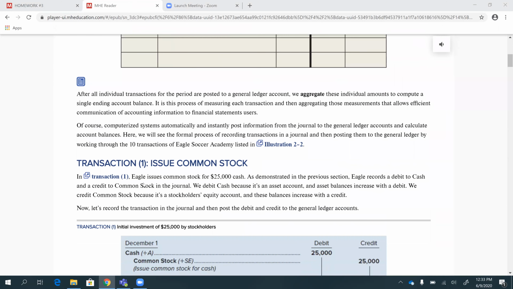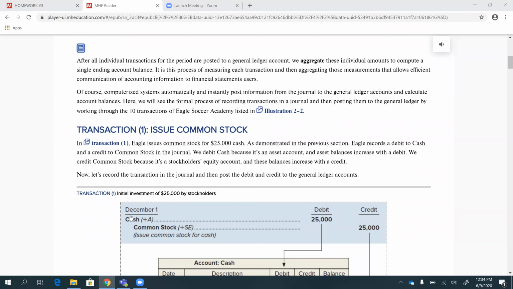So for example, Eagle issues common stock for $25,000 cash. As we know, cash is an asset. An asset is increasing because you're receiving cash, so we need to debit cash. And then credit stock is an equity account, and it's increasing. You have now issued more common stock than you did before, so we need to credit common stock. So our journal entry that we record is a debit to cash of $25,000 and a credit to common stock of $25,000.